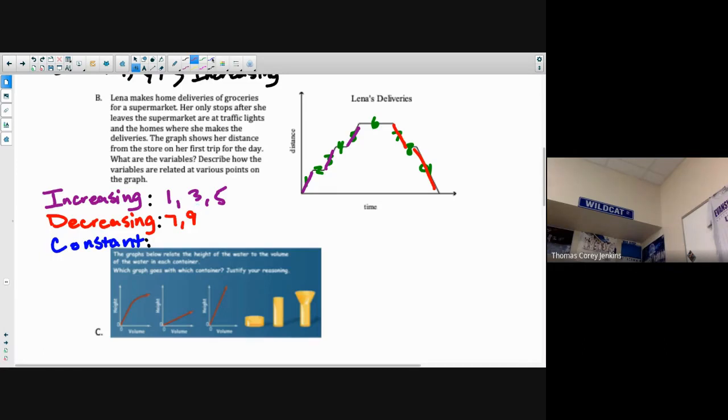And then where are we constant? That's a flat slope, a zero slope. So 2, 4, 6, and 8.